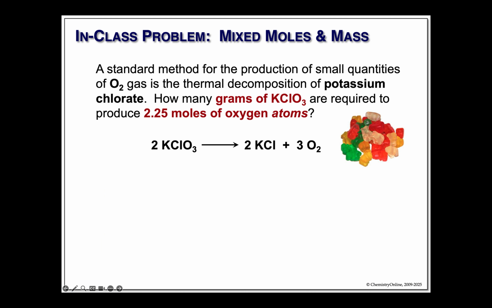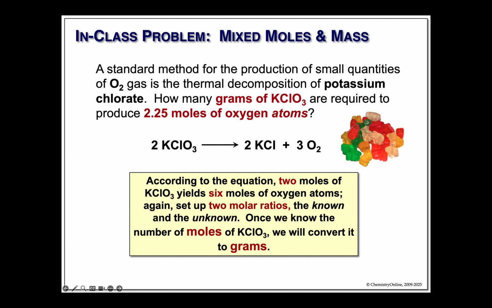Now, there are a couple ways to do this. The simplest, I think, is to simply solve it the way we've been solving everything else. That is, do the entire problem in terms of moles. Once you've done it in terms of moles, and you know how many moles of potassium chlorate, then convert that to grams. So let's do that.